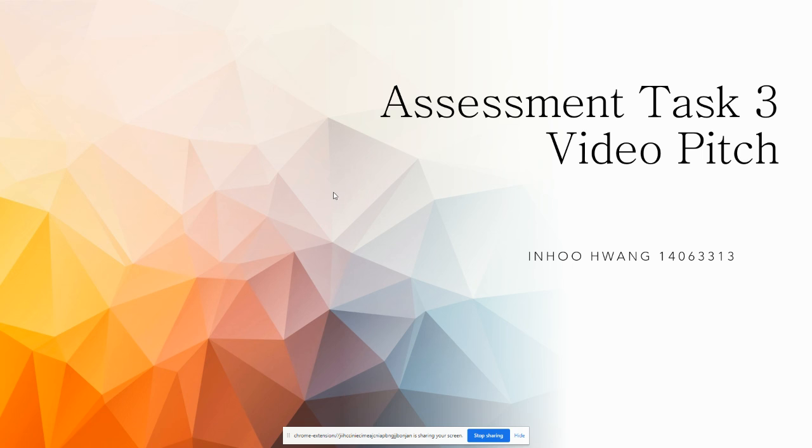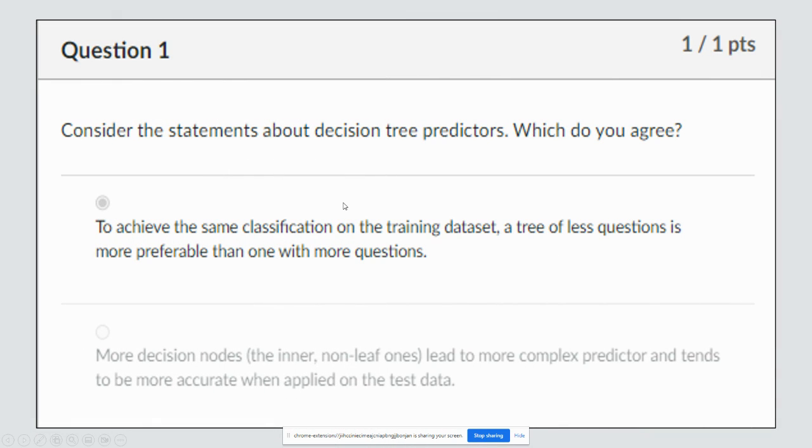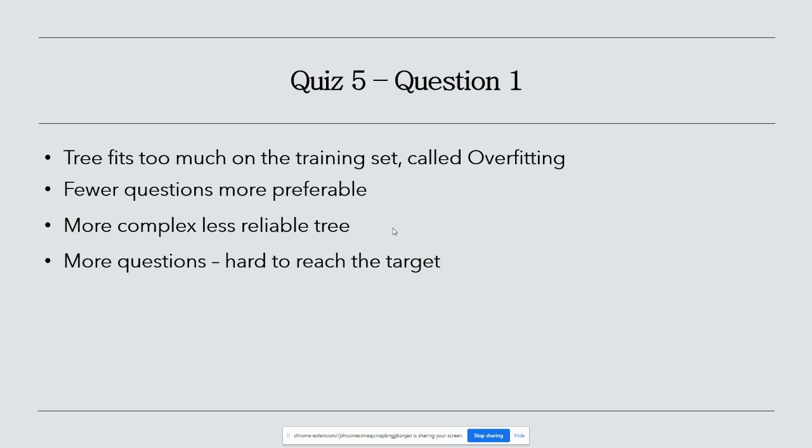Okay, then let's move on to the questions. The first question is from quiz 5, question number 1. Consider the statements about the decision tree predictors. Which do you agree? The first option is that one with fewer questions is more preferable than one with more questions. And the second is the opposite: the more questions, the better. Then, okay, let's answer these questions.